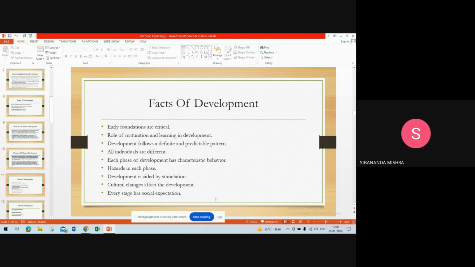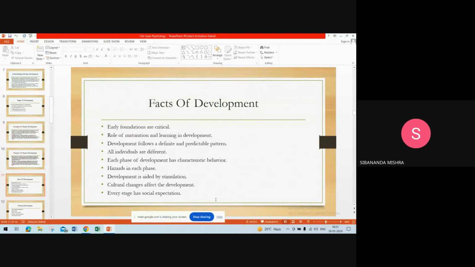Development follows a definite and predictable pattern. Development is governed by certain laws. There are two important points in this regard. One is the cephalocaudal law. Cephalocaudal means development spreads over the body from head to foot, from the brain. The brain and head develop first, then it gradually continues up to the foot. Next is proximodistal, which means development spreads outward from the central axis, from the central arm, then it comes to your fingers and hands. So development follows a definite and predictable pattern.